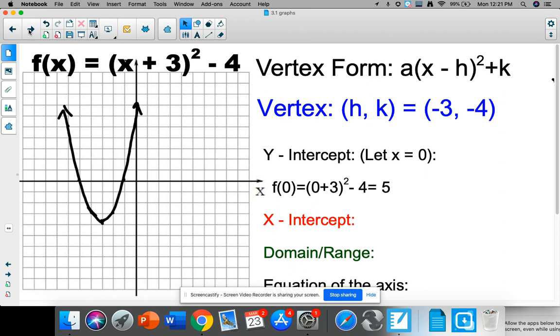Our y-intercept, we're going to let x equal 0 and solve. So f of 0 is equal to (0 plus 3) squared minus 4, which turns out to be 5. So we have a y-intercept of 5.